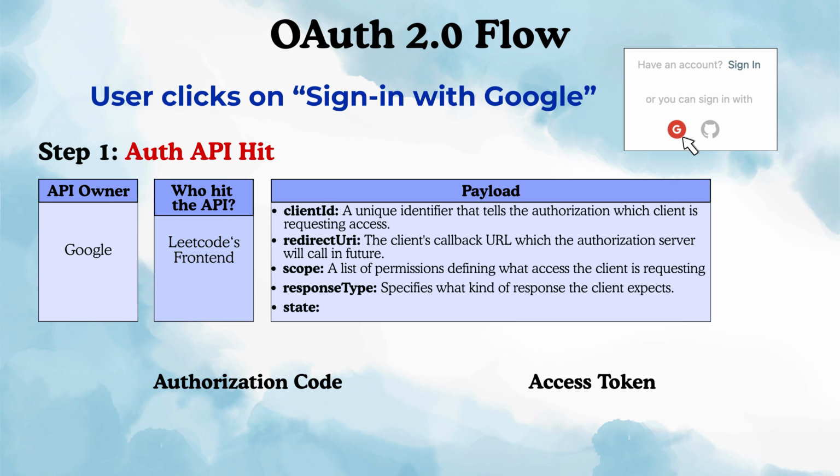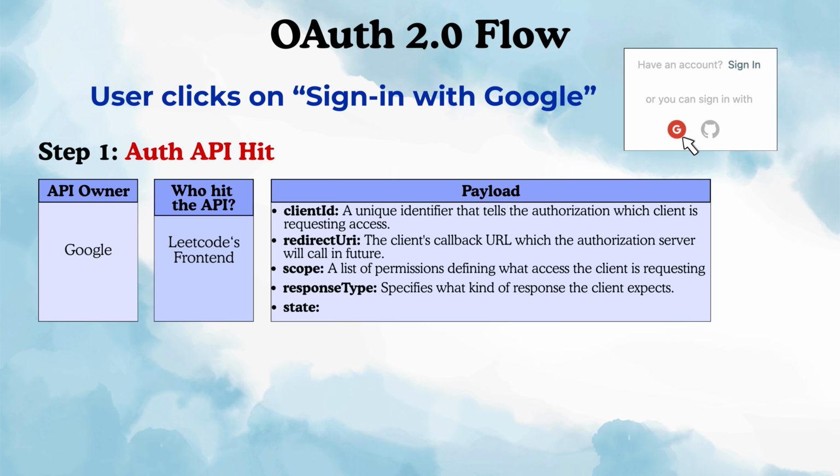You'll get to know what exactly is the difference between authorization code and an access token. Here we configure in what format we need, basically what kind of response the client needs. As of now, I'll keep the value as code, which means authorization code.